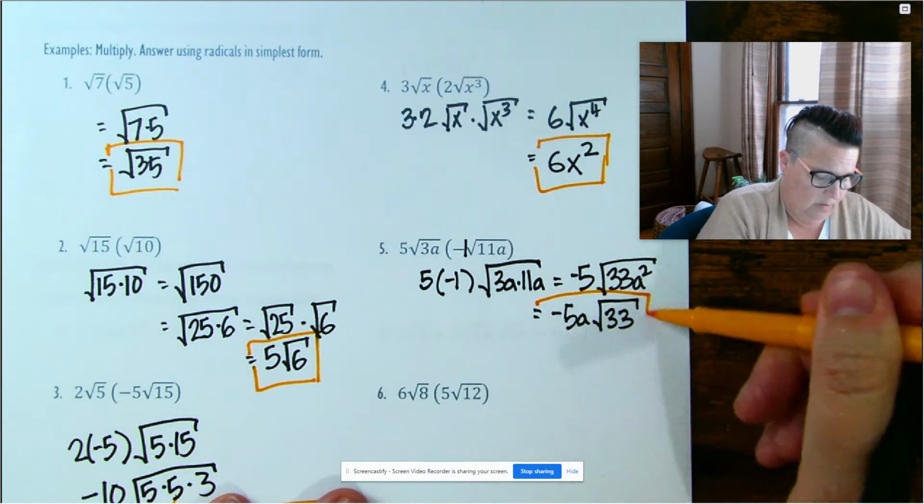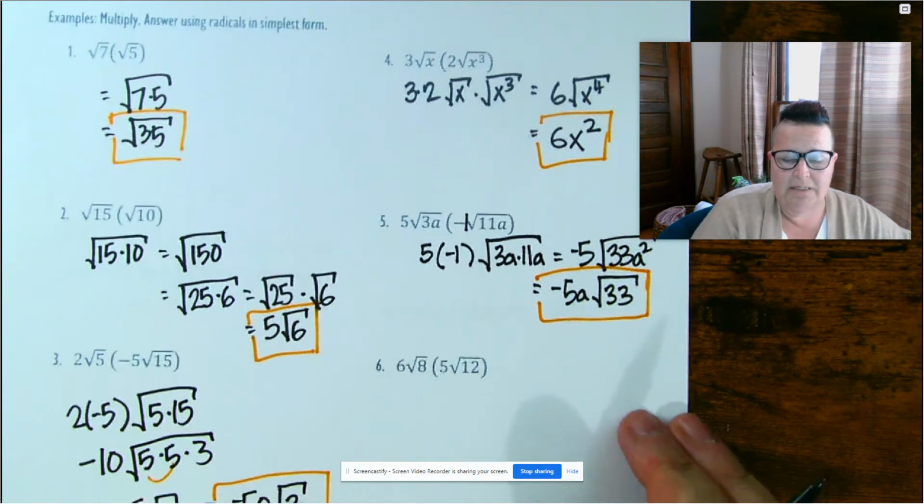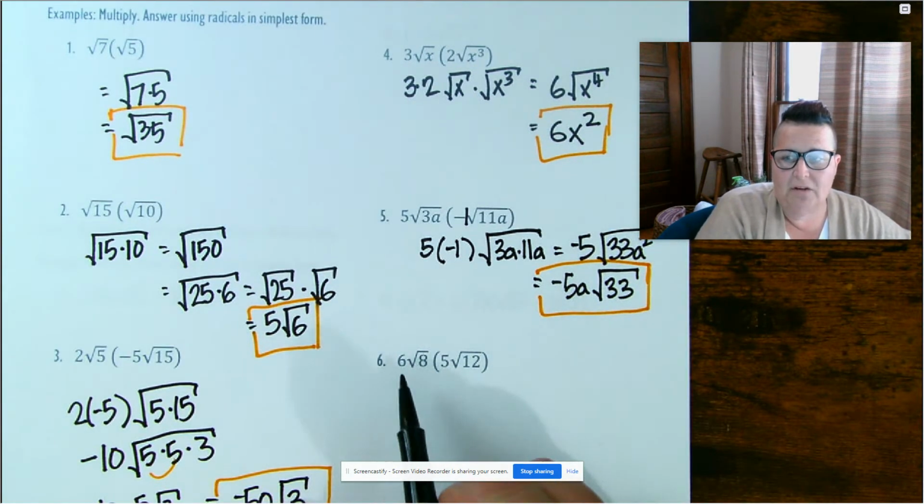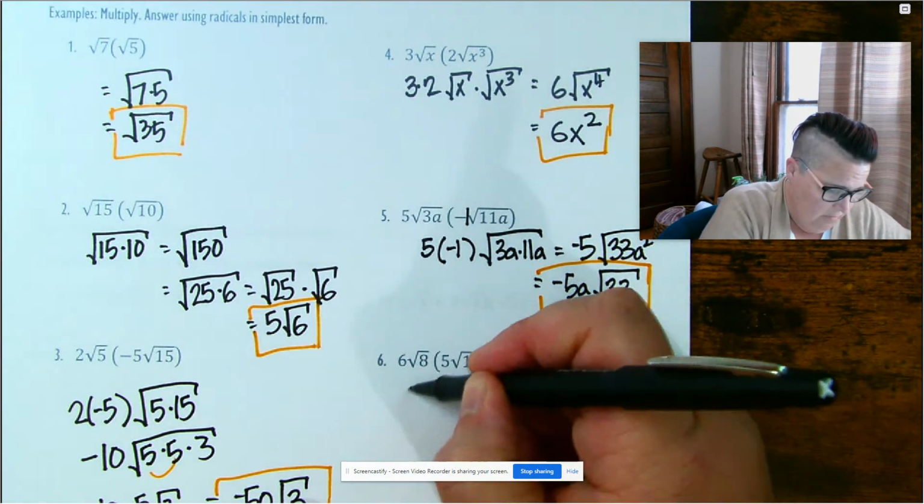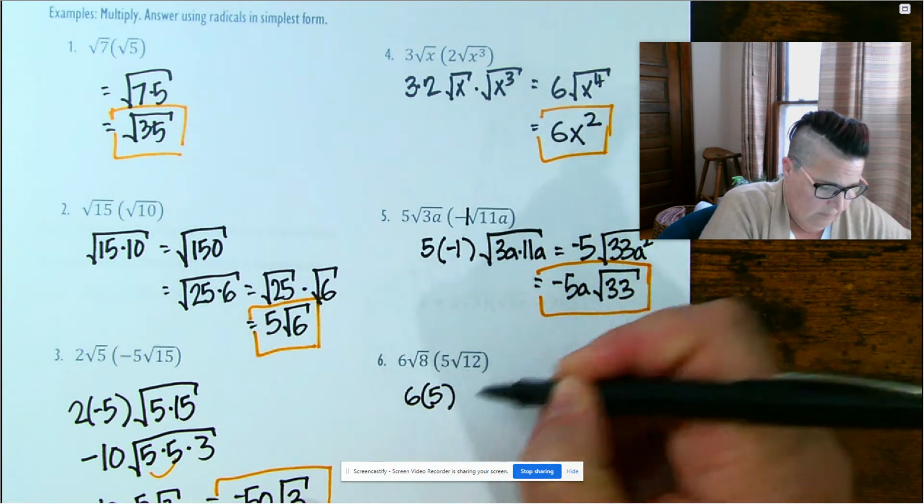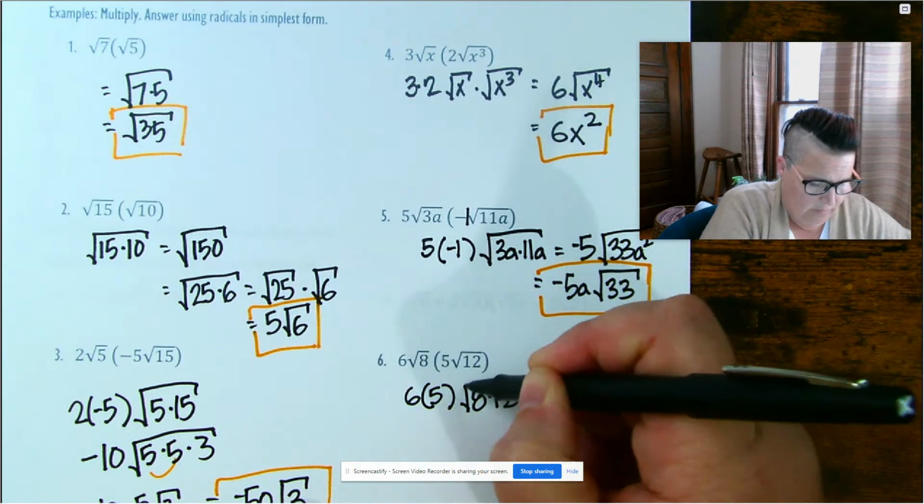And we're good at that one. What happened with number 6 there? Number 6 there is working backwards a little bit. But hey, that's okay. No variables is still the same idea. We want to do 6 times 5. And then we're going to multiply that by the square root of 8 times 12.